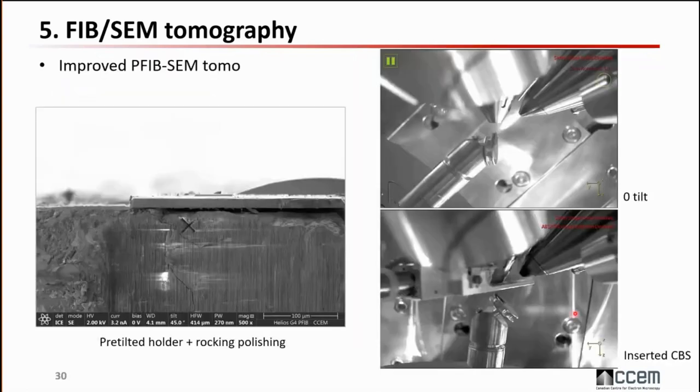Because of that, we proposed an improved PFIB SEM tomo. What we have here is, again, a concrete sample. You can tilt with a pre-tilted holder like this. You can tilt your sample so that the cross-section has zero tilt according to your SEM column, which is basically like a typical SEM image. Because of this zero tilt, we have the possibility to insert the EDS here.